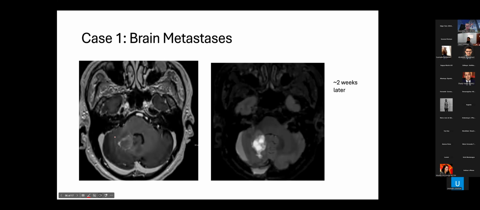And how many people would give something like whole brain for this kind of case, or some kind of fractionated radiation? Do we have radiation oncologists here? I guess we do.